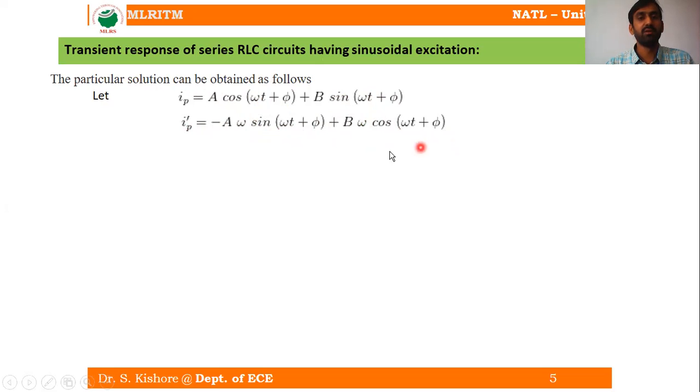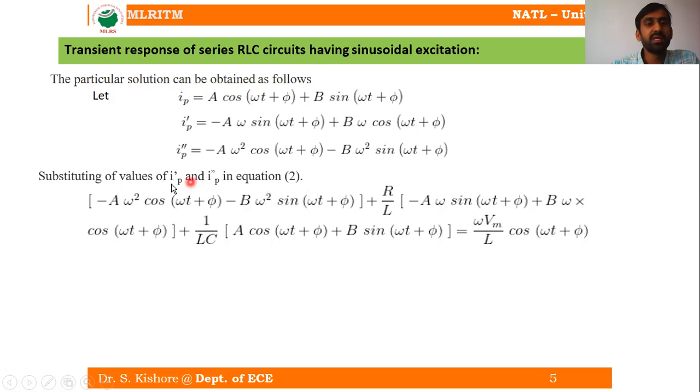So what is the second order derivative, the derivative of IP dash? Minus A omega is a constant. The derivative of sine is cos and the internal derivative is omega, so minus A omega into omega is minus A omega square. Why minus here? Because the derivative of cos is minus sine. Then B omega, with internal derivative omega, multiplying gives B omega square sine(omega t plus phi).